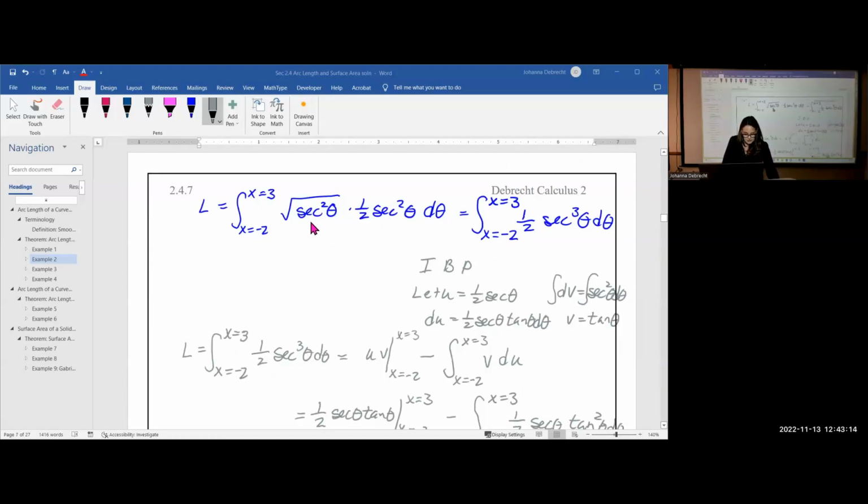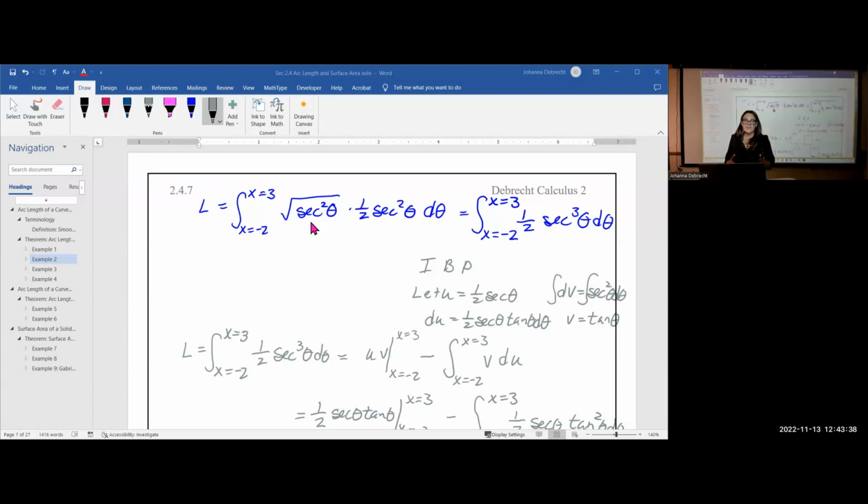So we go ahead and make the substitution. We put secant squared under the radical to replace 4x squared plus 1. We replace dx with 1/2 secant squared of theta d theta. And when we take the square root of secant squared of theta, we get an absolute value, but in this case, it becomes just secant of theta. And then we multiply it to get 1/2 secant cubed of theta.